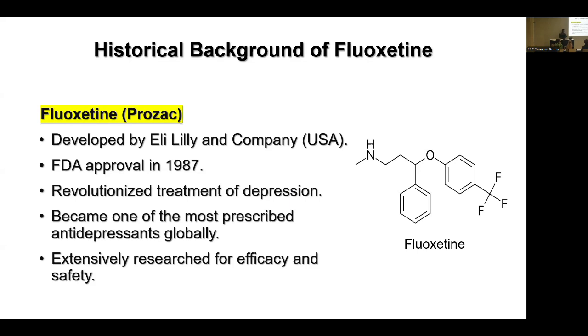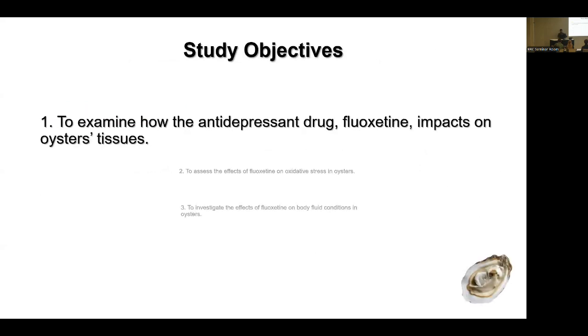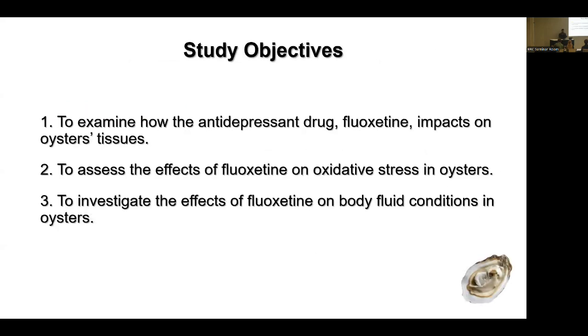So this chemical I used as a standard chemical for my experiment. Now let me talk about the study objectives that I had during my experiment. My first objective was to examine how the antidepressant drug fluoxetine impacts oyster tissues, another objective was to assess the effects of fluoxetine on oxidative stress in oysters, and to investigate the effects of fluoxetine on the body fluid conditions of oysters.